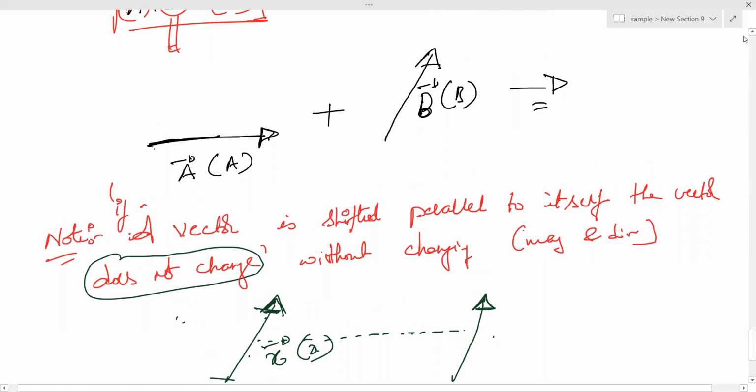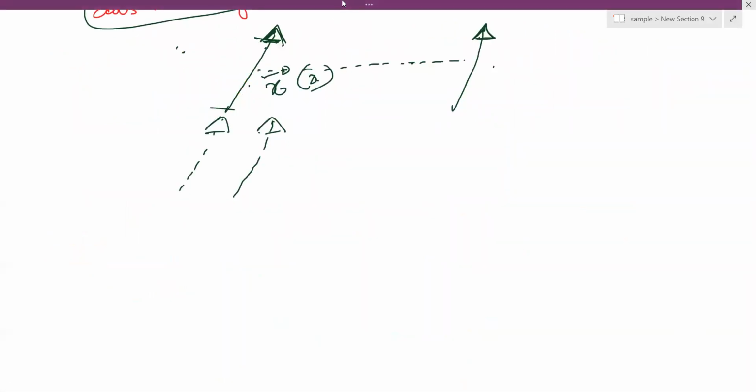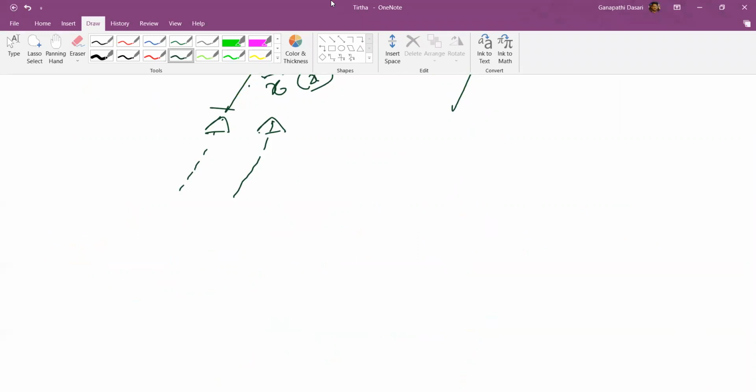Shall I go ahead? So now, there is another note point. You understood one point? If a vector is shifted parallelly, then the vector won't change its magnitude, length, direction or orientation. So you just shift it parallelly, the vector will not change. Got it?